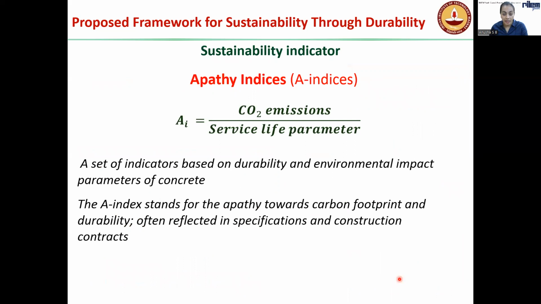The energy intensity index of different concrete systems with different blended binders was plotted against the compressive strength of the concrete systems. We see that with the increase in compressive strength, the energy intensity index is decreasing. The second indicator which was used was the apathy index. Apathy index is the ratio of CO2 emissions per meter cube of concrete and service life parameter. Apathy stands for something which is neglected. So CO2 emissions and service life are the two indicators which are often neglected in specification and construction contracts.